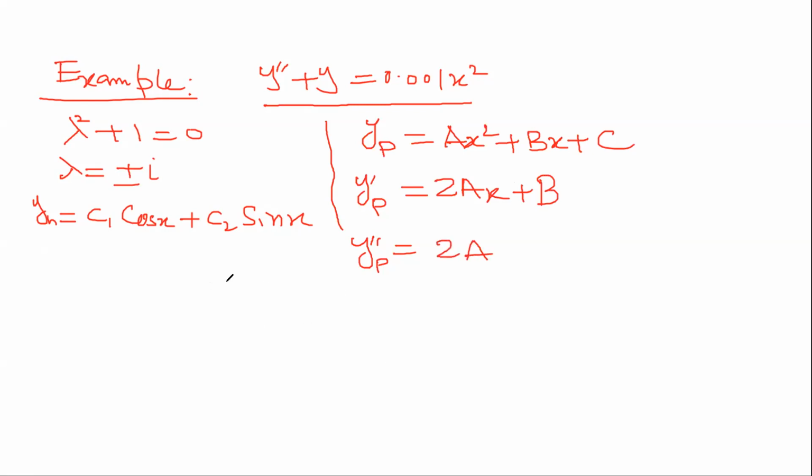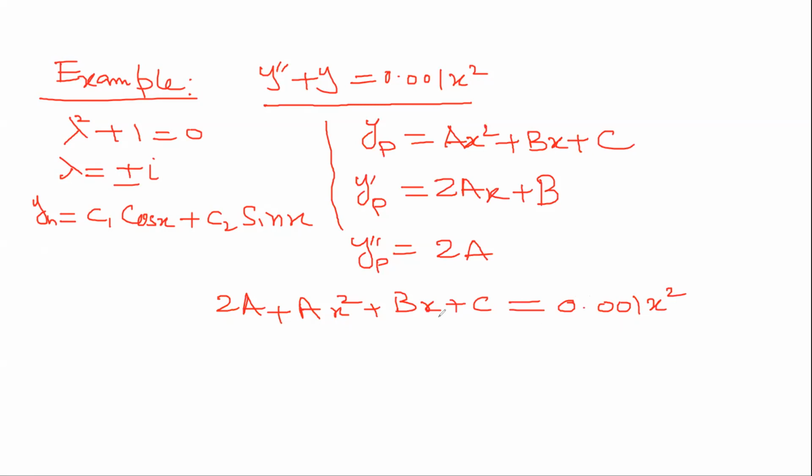And then it should be 2a, okay? So now we have these values of y double prime and y. Because this is the solution of this differential equation, we can just input these values. So y double prime is 2a, and y is ax square plus bx plus c. This is the left hand side of the equation, and the right hand side of the equation is 0.001 x square.